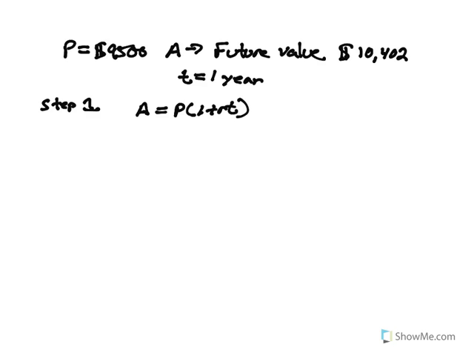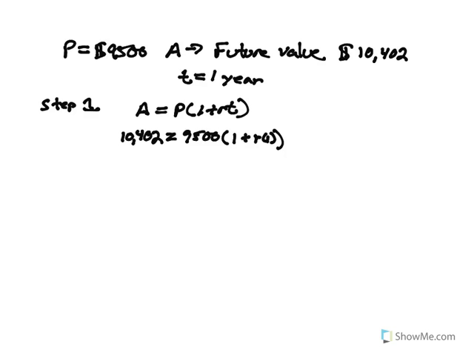So my best way to do it, just plug in the values and then we can solve for R. Don't try to do it without plugging in values. We want to make this as easy as possible. So we're going to go ahead and plug in A, the future value, which would be 10,402. I'm going to leave the dollar signs out because it'll get confusing with the formula. And the principal is 9,500, okay, times 1 plus. Now the rate we don't know, but we do know the time, which is 1, okay.